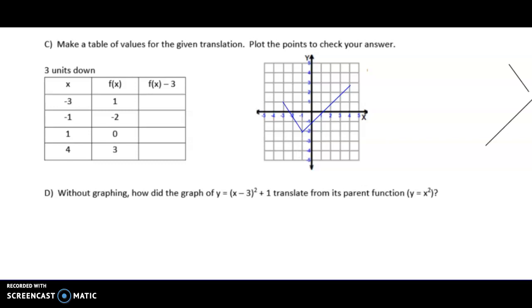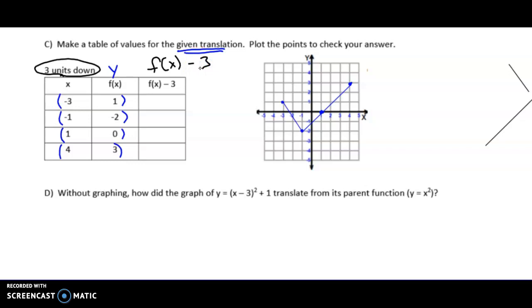Okay, so I actually already have the original one graphed. The original one, remember your coordinate is x, y, and we talked about that f of x is the same thing as y. So original coordinates, negative 3, 1, negative 1, negative 2, 1, 0, and 4, 3. Those are original points. Okay, now the directions said, make a table of values for the given translation. Well, this translation was 3 units down, which becomes our function minus 3.